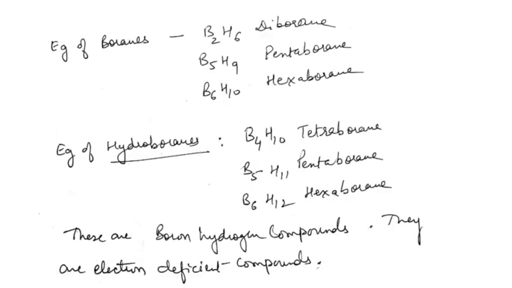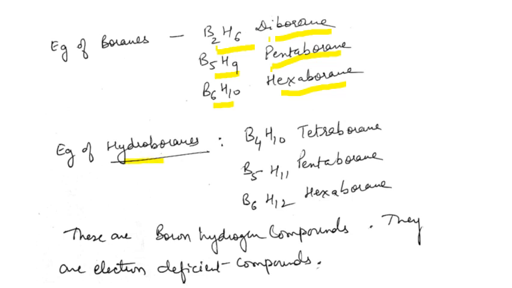So the examples of the boranes we have seen have the general formula BnH2n+4. The first example is B2H6, which is called diborane, having 2 atoms of boron and 6 atoms of hydrogen. B5H9 is called pentaborane. B6H10 is called hexaborane.